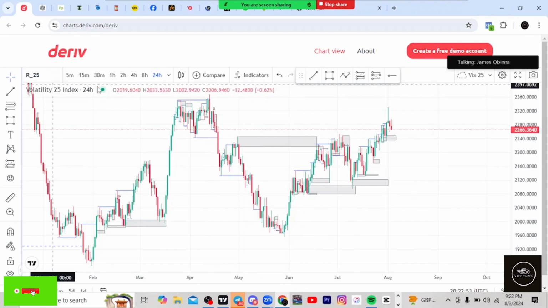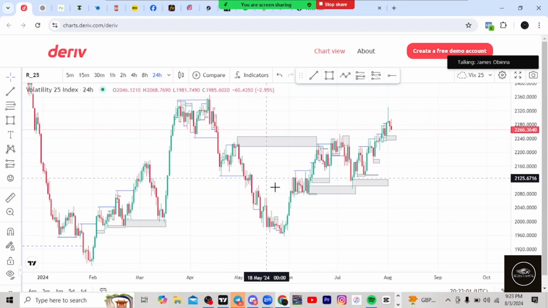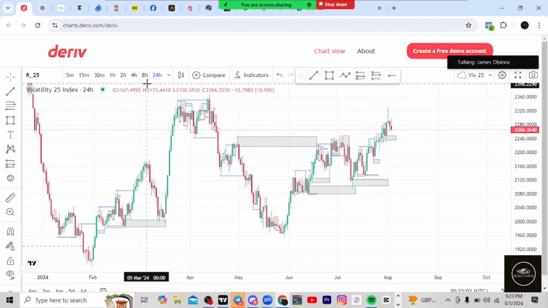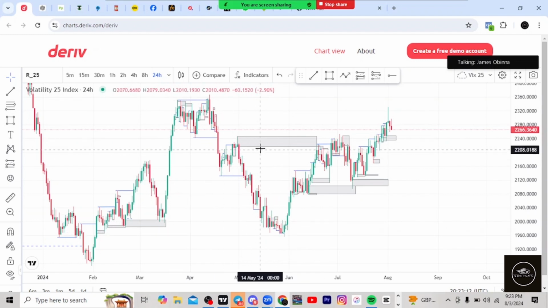I started from what? This daily time frame. This is the Volatility 25 Index. That's the first pair. This is 24 hours time frame, which is the daily time frame. From this side, market is bearish. Can you see the market is in a bearish downtrend on this side?